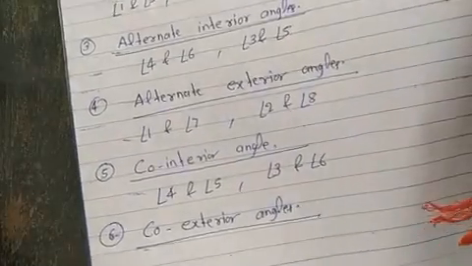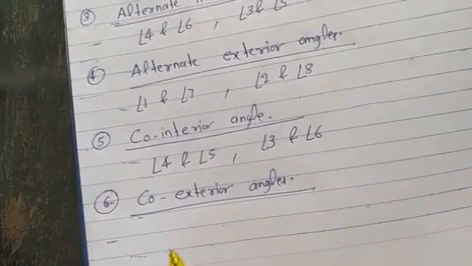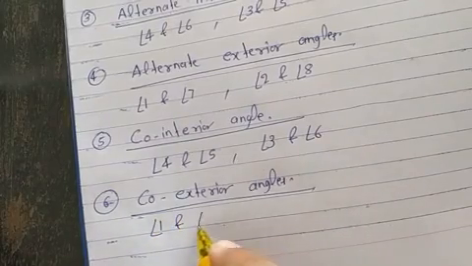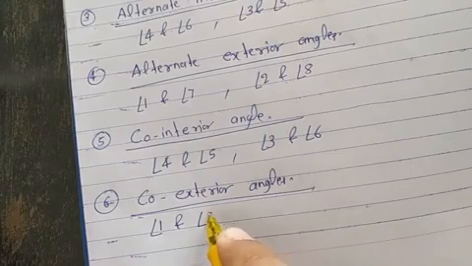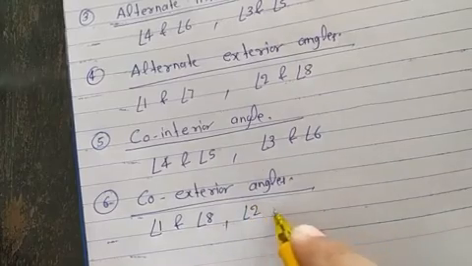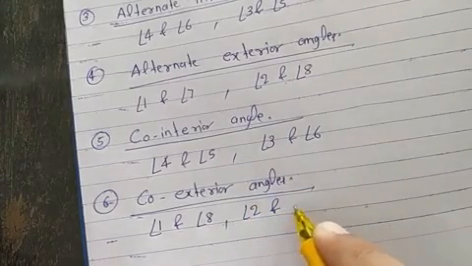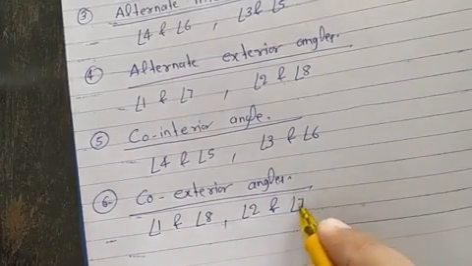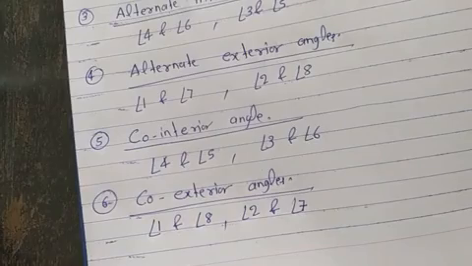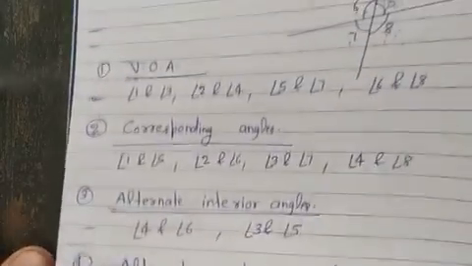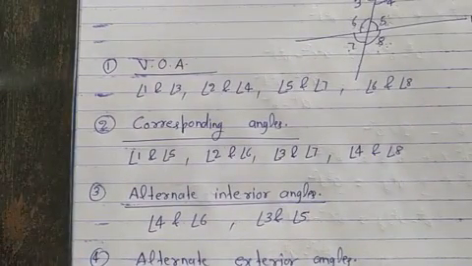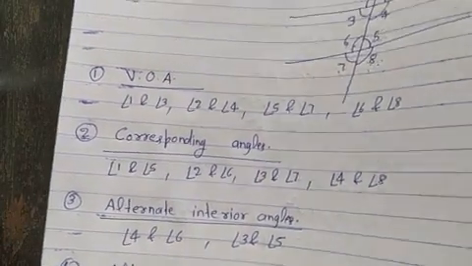Write down these pairs. Angle 1 and angle 8, first pair. Angle 2 and angle 7, these are the second pair. So these are different angles obtained by the transversal.